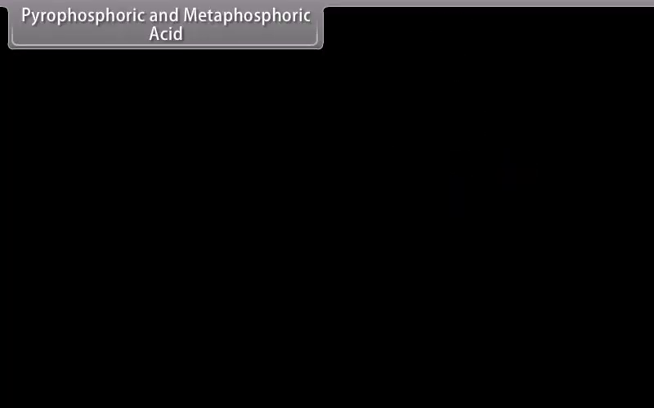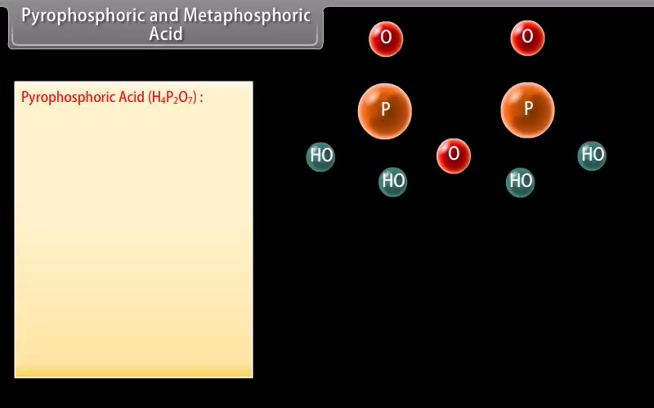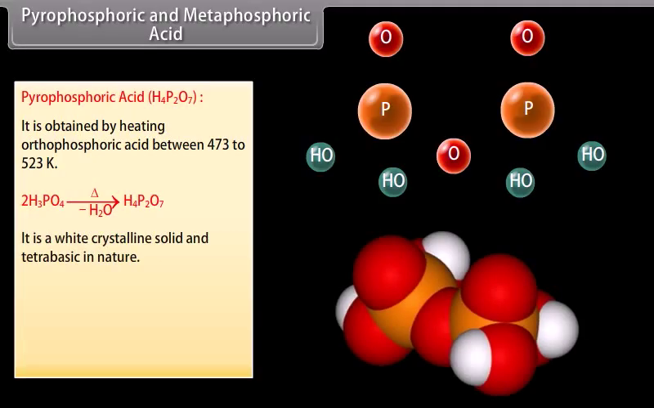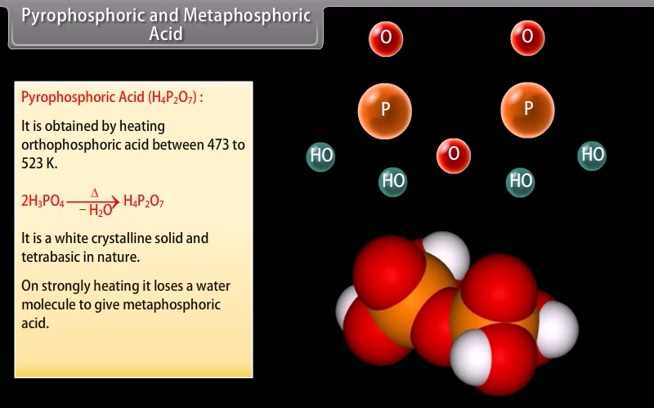Pyrophosphoric and metaphosphoric acid. Pyrophosphoric acid. It is obtained by heating orthophosphoric acid between 473 to 523 Kelvin. It is a white crystalline solid and tetrabasic in nature. On strongly heating it, it loses a water molecule to give metaphosphoric acid.